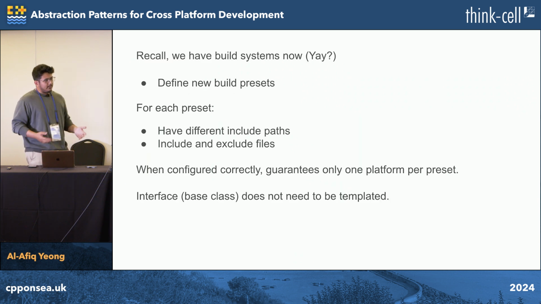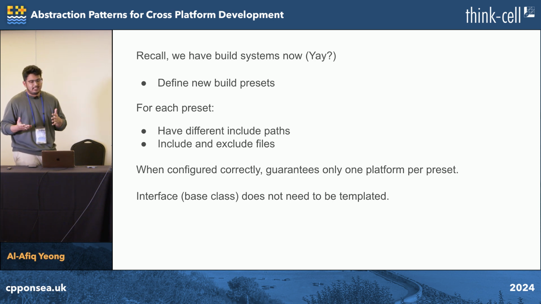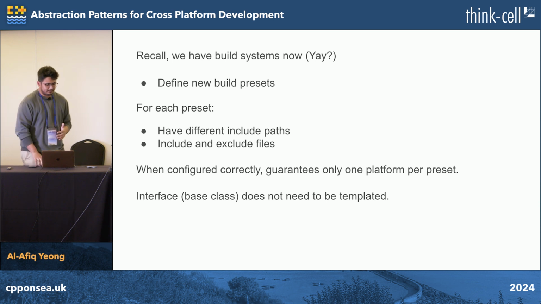So we have the build system now, right? We could define new build presets. For each preset, we can have separate include paths. We could also include or exclude certain source files for the target. And when we configure this correctly, it pretty much guarantees that we only have one platform per preset. And with that being said, the base class doesn't really need to be templated.